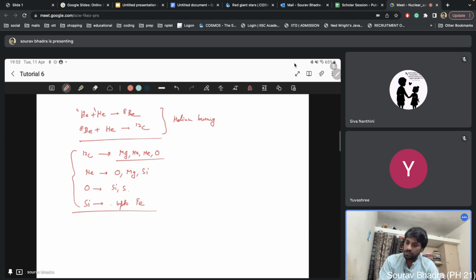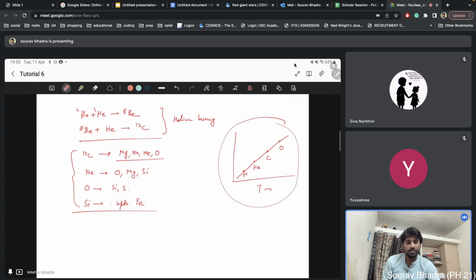Also the important thing is, with increasing temperature we are getting higher and higher elements. I am showing this just to give you the idea that with higher temperature the burning of different elements starts. So this was the main takeaway of this class.